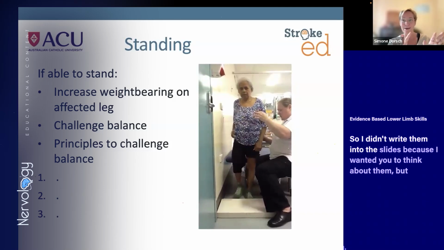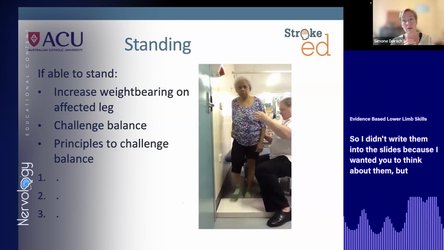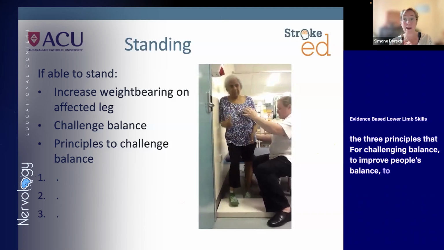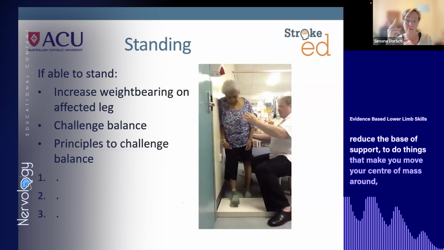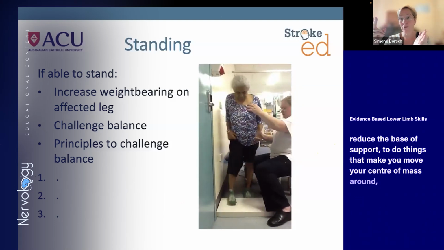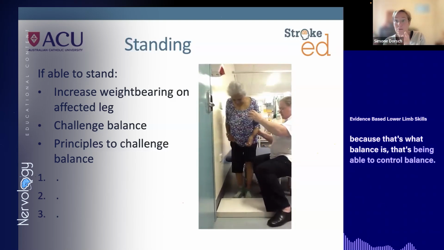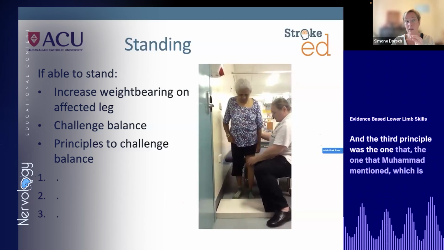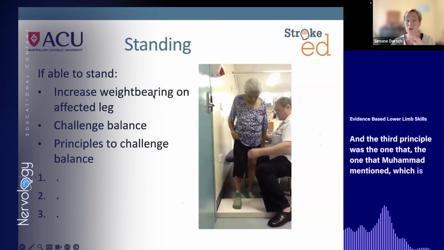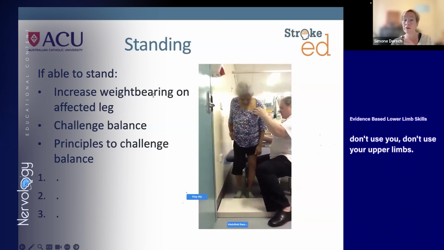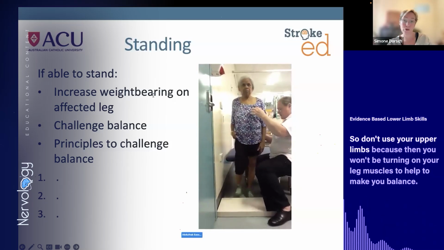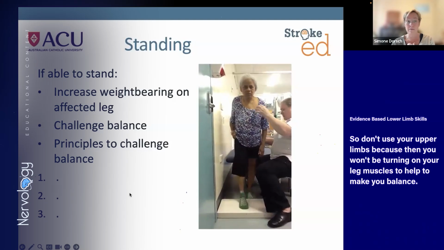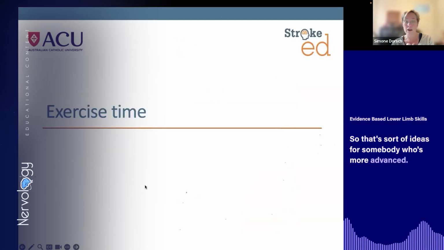I didn't write them into the slides because I wanted you to think about them, but the three principles for challenging balance to improve people's balance are: reduce the base of support, and do things that make you move your center of mass around, because that's what balance is. It's being able to control movements of our center of mass. And the third principle was the one that Mohamed mentioned, which is don't use your upper limbs, because then you won't be turning on your leg muscles to help you balance. So that's ideas for somebody who's more advanced.